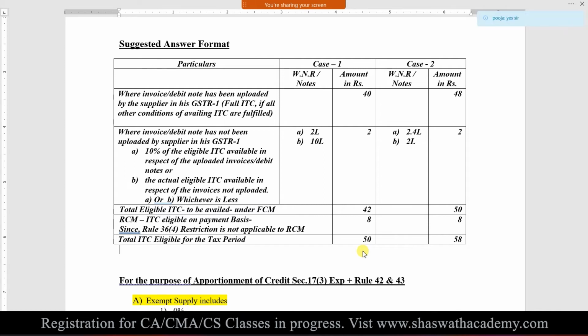Presentation plays a very important role in scoring the marks. Knowing the content alone is not sufficient. You have to present it to perfection.